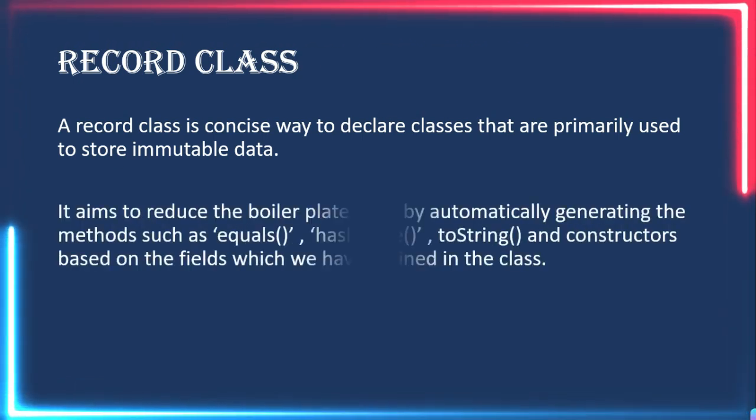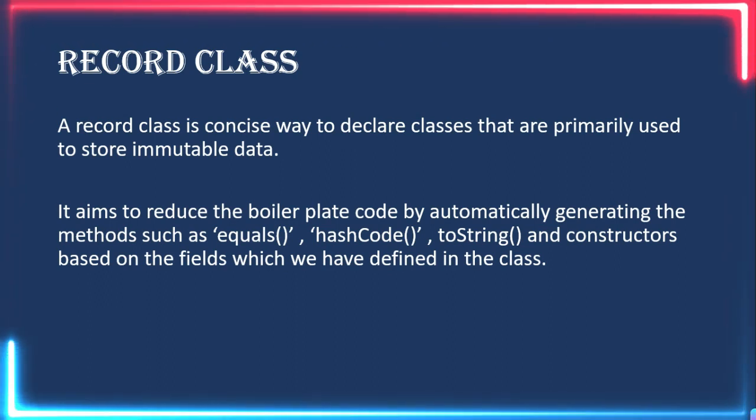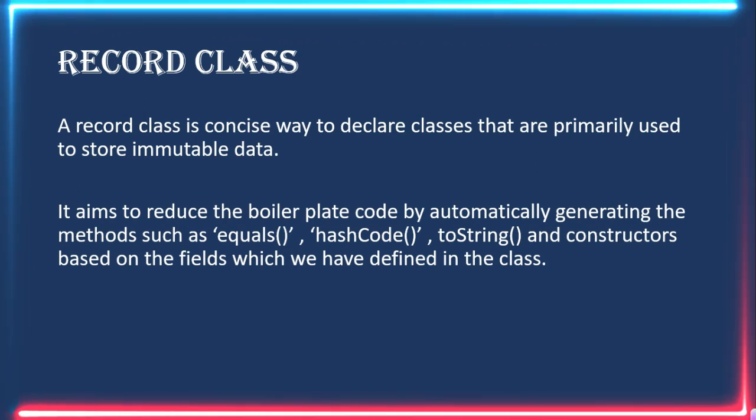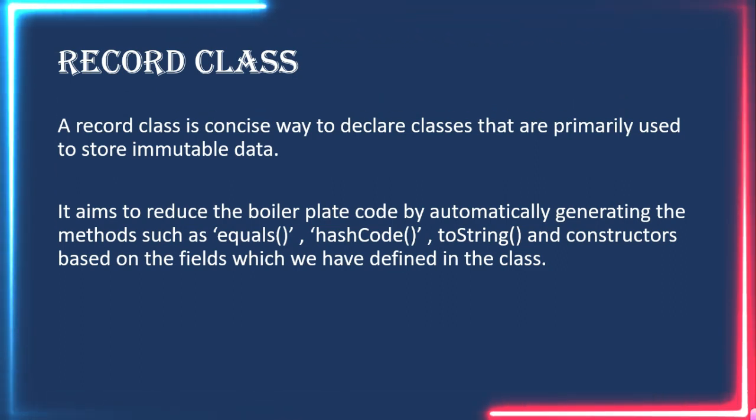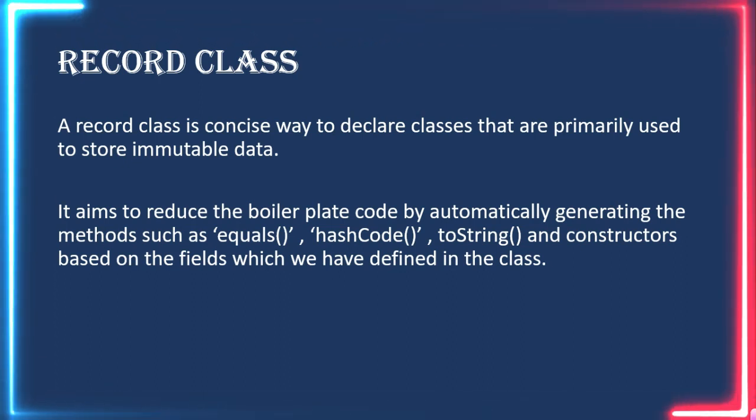The main purpose of record class is to reduce the boilerplate code by automatically generating the methods such as equals method, hashcode method, toString method and constructors based upon the fields that we have defined in the class. Previous to this, whenever we created a class, whatever fields we had, we used to create the constructor, or we used to override the toString method, equals method, hashcode method. But with the record class, we don't have to do all these things. It will be done by Java itself, or by the record class itself.